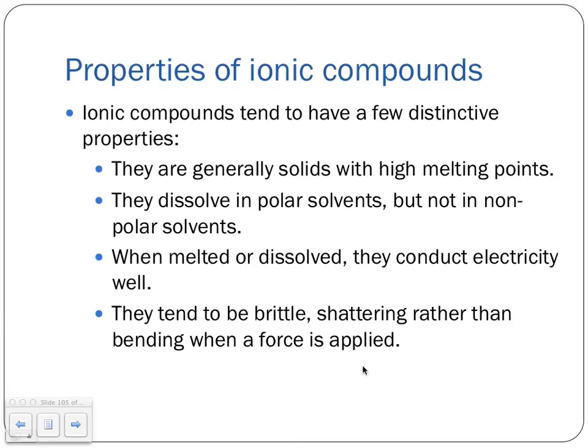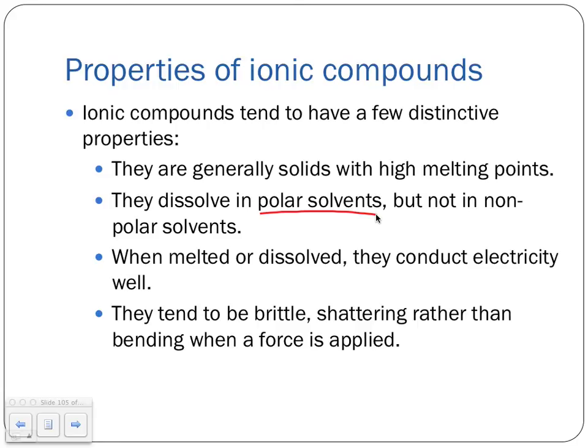Now, properties. Ionic compounds tend to have a few distinctive properties. One, they're generally solids, and they tend to have high melting points. Two, they tend to dissolve in polar solvents, and we'll talk about what that is in a second, but they don't dissolve in nonpolar solvents. So a polar solvent would be something like, for example, water. A nonpolar one would be something like hexane, one of the parts in gasoline, things like that.